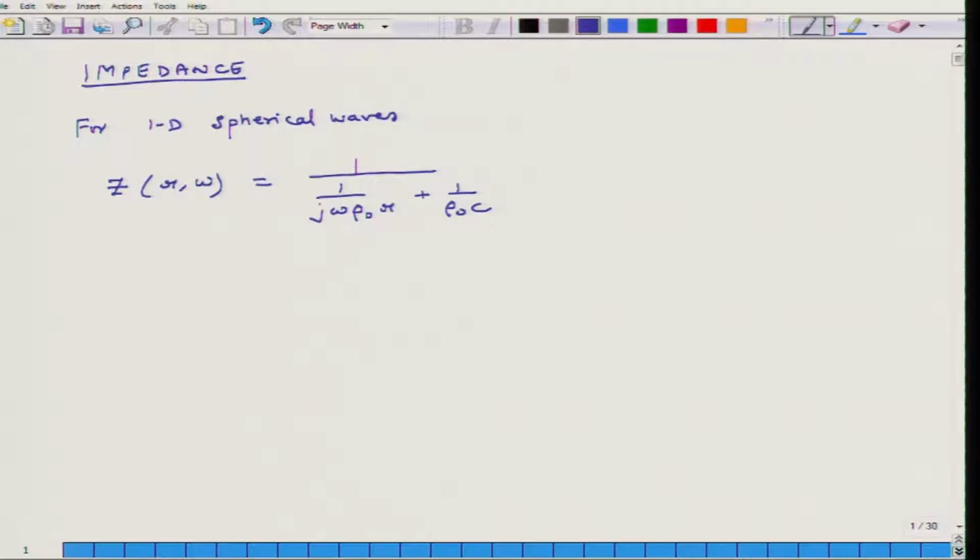Now, let us look at the impedance for one dimensional waves travelling in Cartesian frame, that is one dimensional planar waves. So, our aim is to find Z for 1D waves in Cartesian frame.